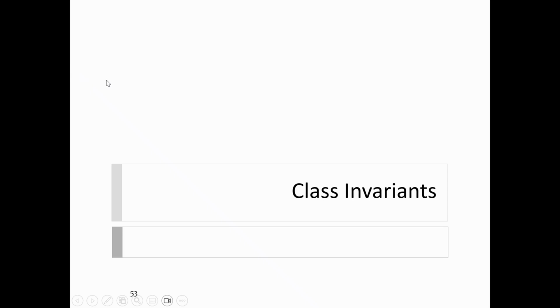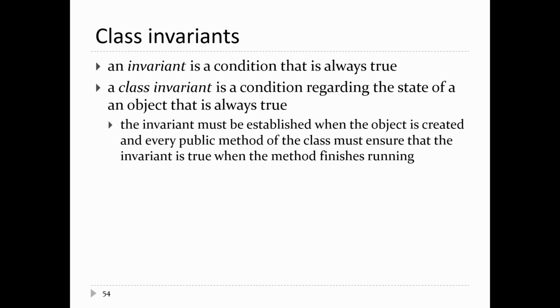The first topic of today's lecture is something called class invariants. If you ever hear the term invariant, it's a condition that is always true. So a class invariant is a condition that's always true regarding the state of an object. If you have a class, say our counter class, and that class has some invariants, then every counter object has something about its state that's always true.